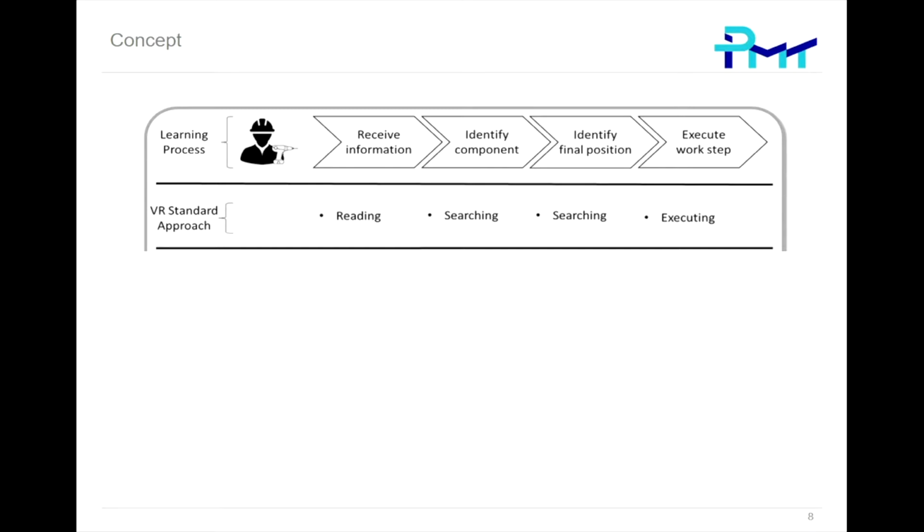You have to give him some kind of information, okay? So the easiest part is just to put in a list with written instructions. No programming involved, no big deal. Secondly, you leave the worker alone and he is searching for the part. He's searching for the final position and he's then executing the step without getting any feedback, because feedback would have to be programmed.